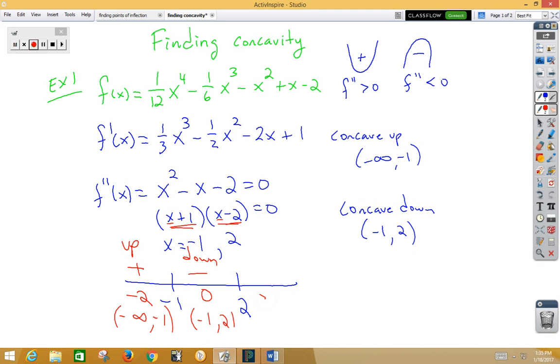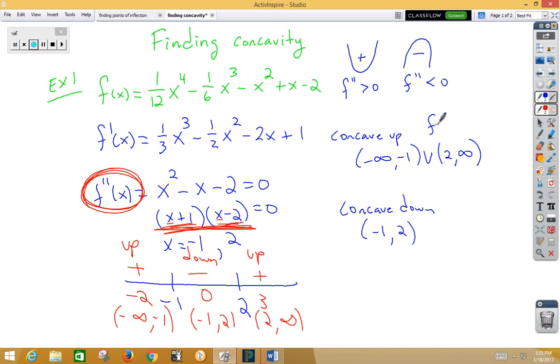If we pick something to the right of 2, such as 3, plug that in. Again, the factored place is usually the easiest place. And again, notice all of these we're plugging into the second derivative because that's concavity. We get a positive times a positive is a positive. Again, concave up, this time from 2 to infinity. So joining these with the union symbol, 2 to infinity. Reason why it's concave up is the second derivative is positive. Reason why this interval is concave down, second derivative is negative.